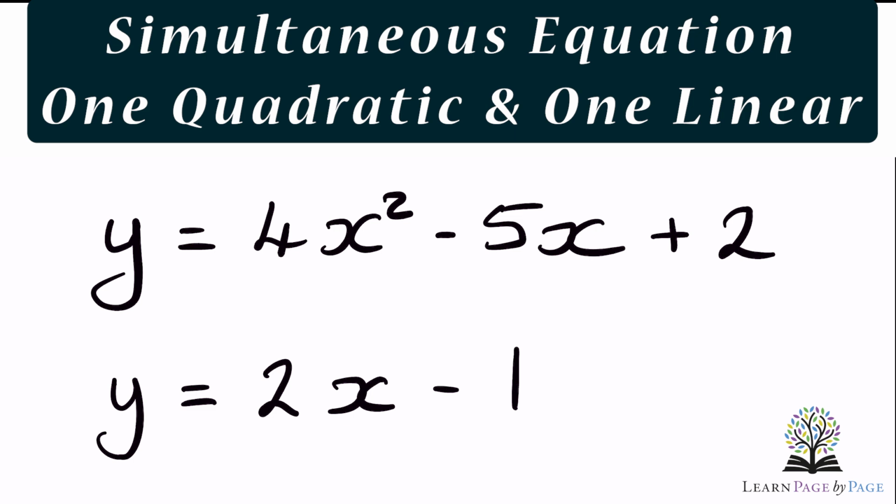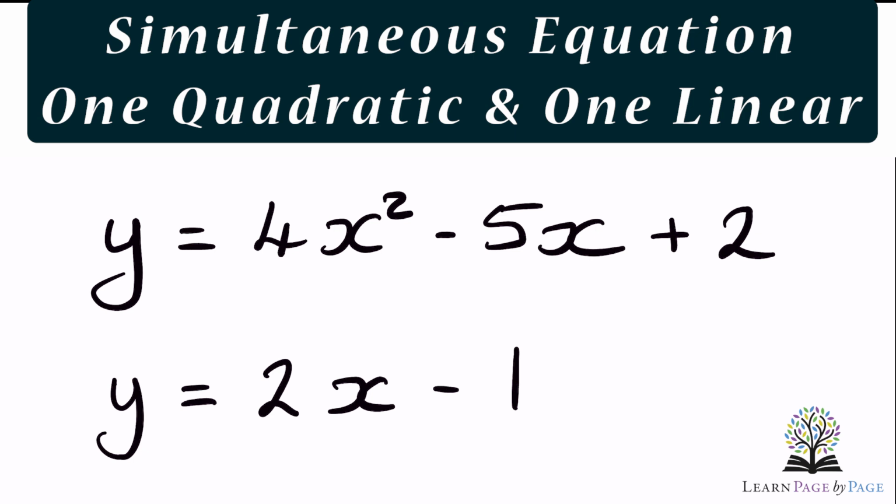I've got a lovely pair of simultaneous equations for you. The first one, y equals 4x squared minus 5x plus 2. You'll notice is a quadratic, and it's also a quadratic where the coefficient of x squared is greater than 1. So we will have a great technique on how we're going to find the factors of that quadratic.